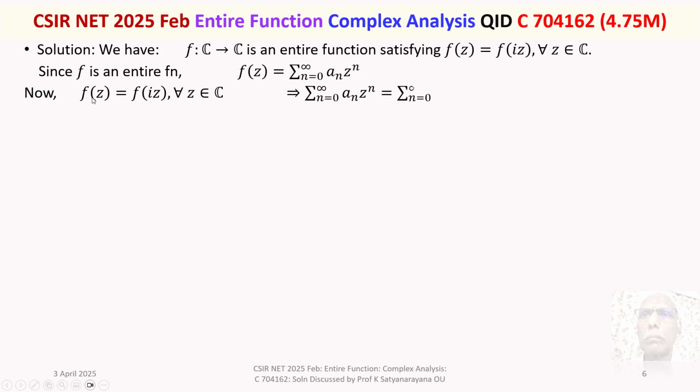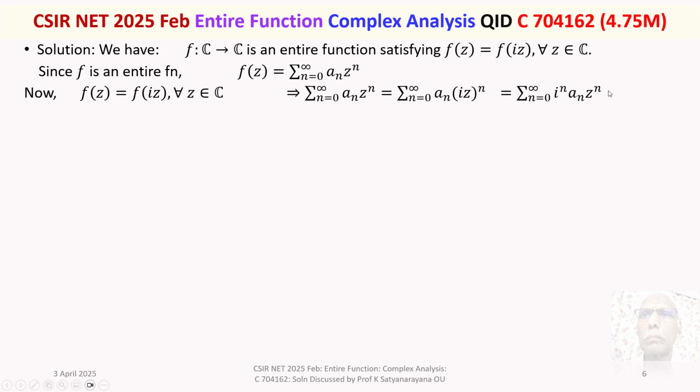Now, f of z is equal to f of iz for all z belongs to C. This is given. So, in this power series expansion, you substitute f of z is sigma n is equal to 0 to infinity a n z to the power of n is equal to f of iz. In this power series expansion, wherever there is z, substitute iz. So, that is sigma n is equal to 0 to infinity a n iz to the power of n. And iz whole to the power of n will be i power n into z power n.